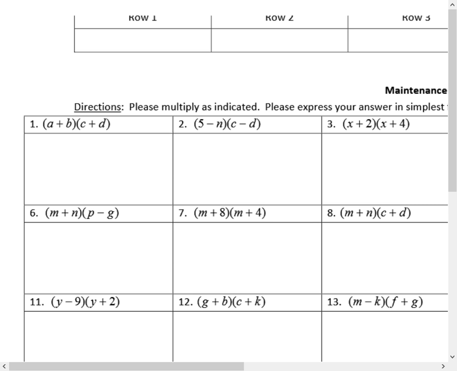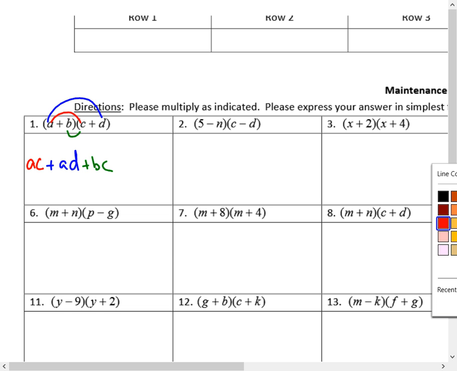Problem one, the quantity of A plus B times the quantity of C plus D, which means the value of A will multiply C and D, the value of B will multiply C and D. So, to set that up, we'll look at A times C is AC, followed by A times D, which is positive D, always using the sign. That's going to give me AD. Then B times C, which is a positive result of BC. And then, final color here, B times D is BD.